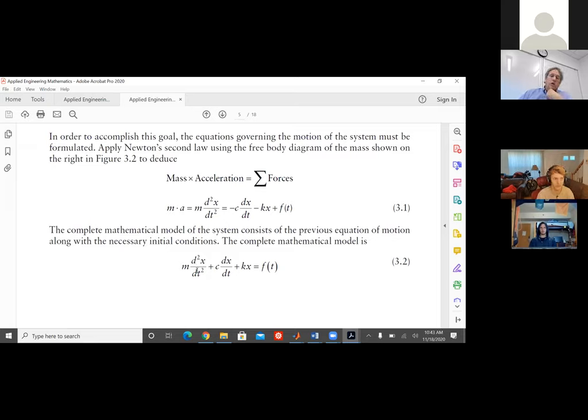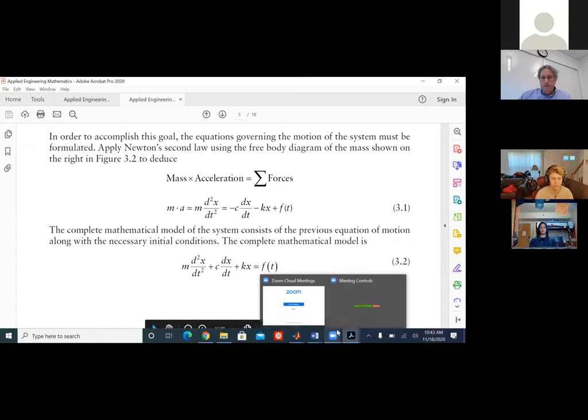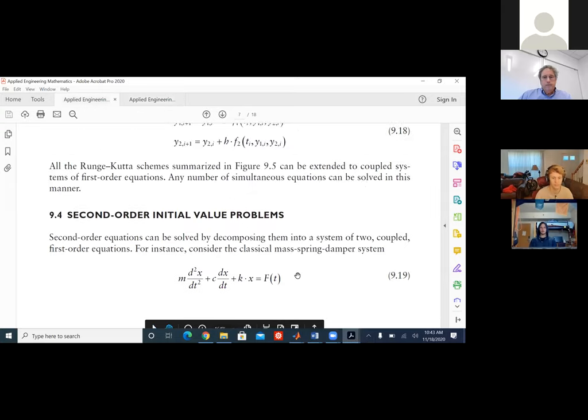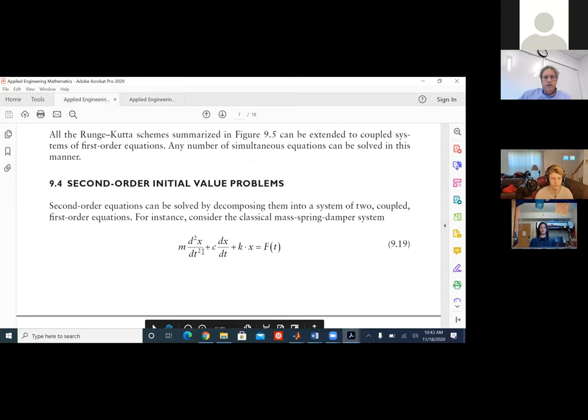Well, we know how to solve more than one first order equation, but we have not learned yet how to solve a second order. When the thing has a second derivative in it, what the heck? We know what to do with this one right here, right? But we don't know what to do with the second derivative. So let's go back to chapter 9, there it is.